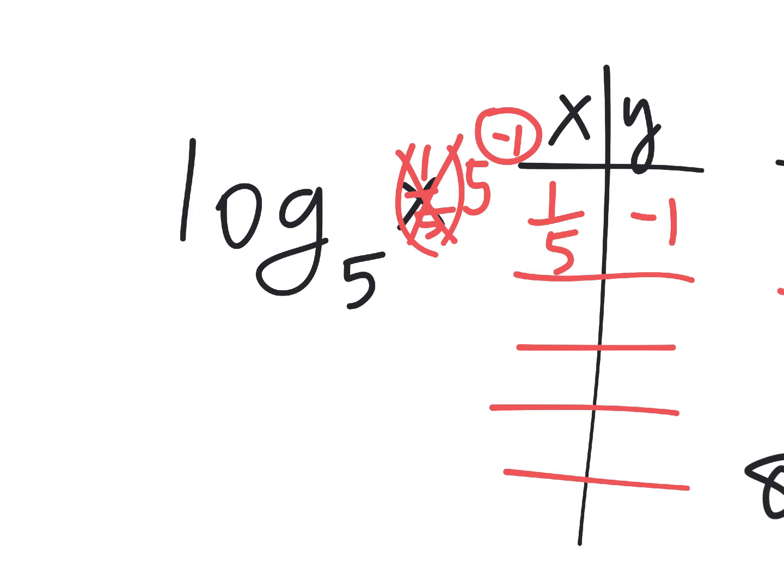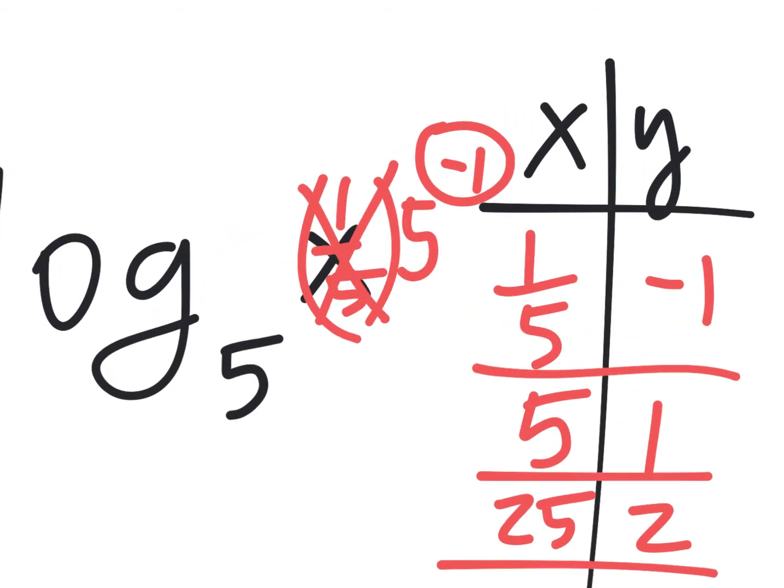Val? I did 5. 5 gave you what? 1. And keep going. 25. 25 gave you, 2. I like it. Did you find the asymptote? No. Okay, learn how to do this, everybody.